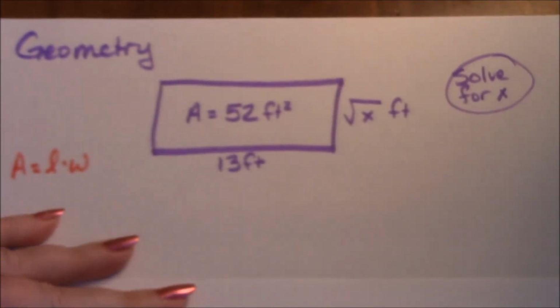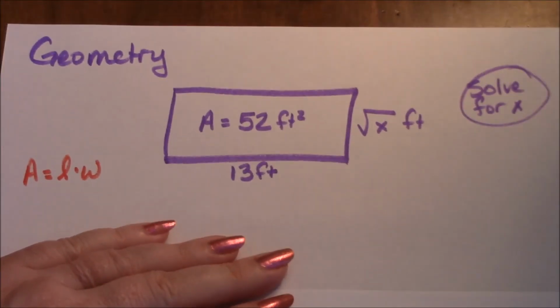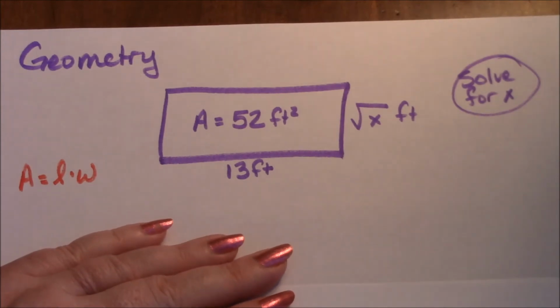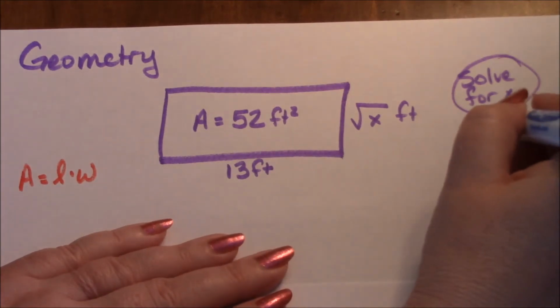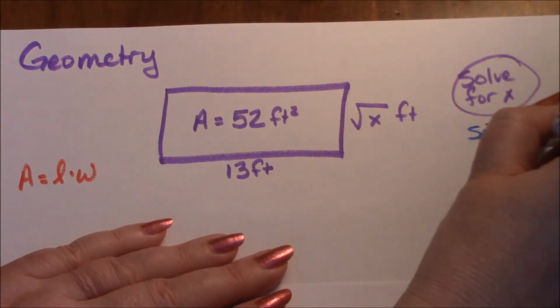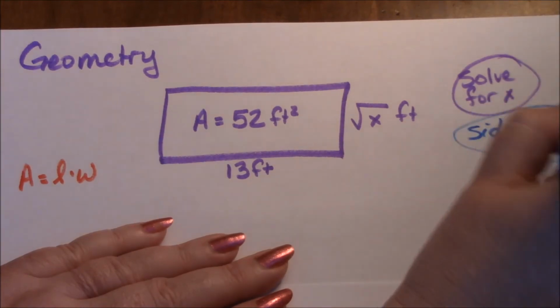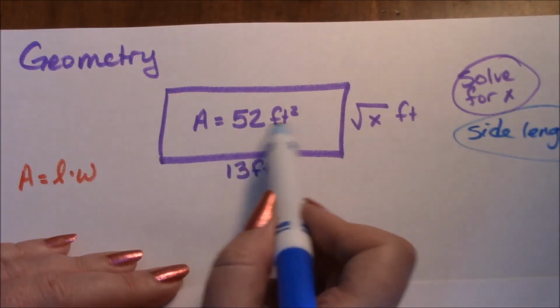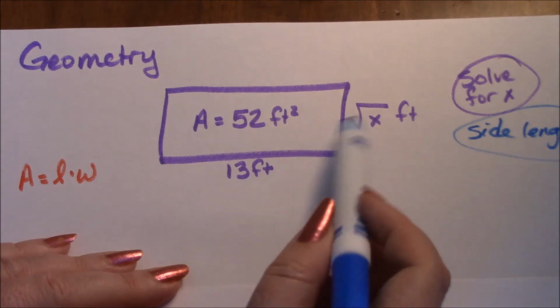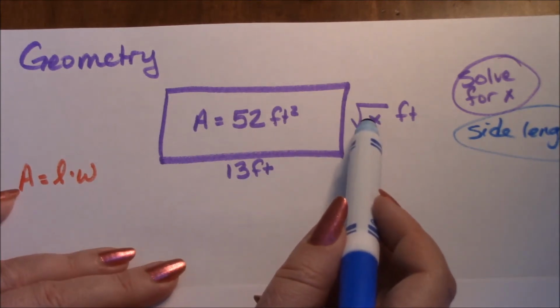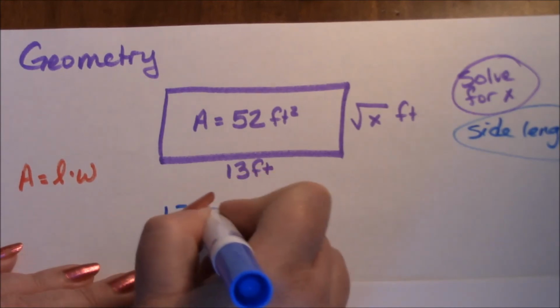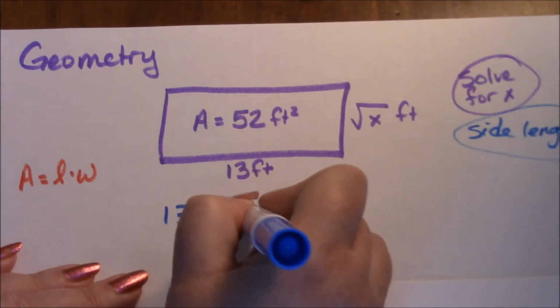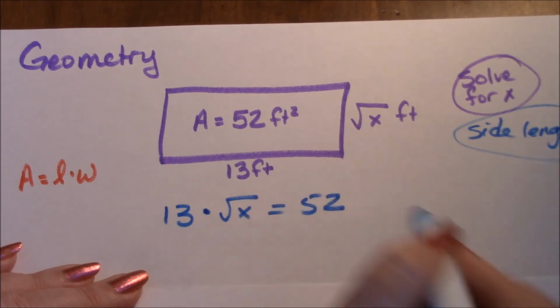And now, just like we had perimeter questions when we were adding and subtracting radicals, we're going to have an area question when we're multiplying and dividing radicals. So we want to solve for x, and we want to know what the side length is. 2 answers. So we know that our area is 52 feet squared, which means the side times this side is 52 feet. And so we've got 13 times root x equals 52.